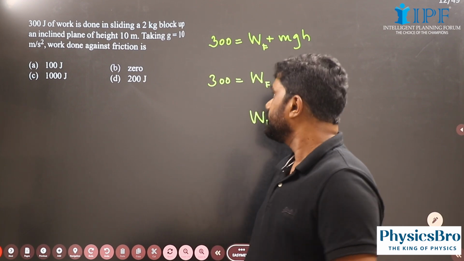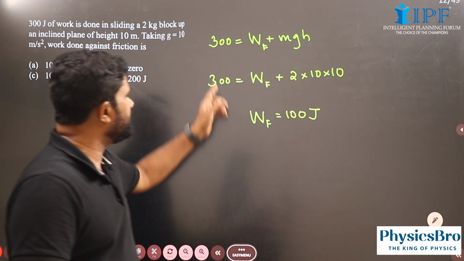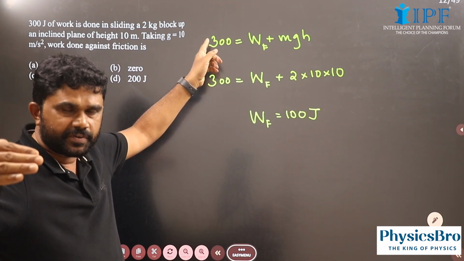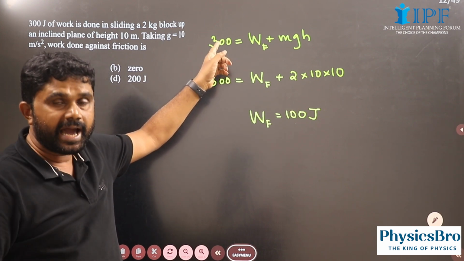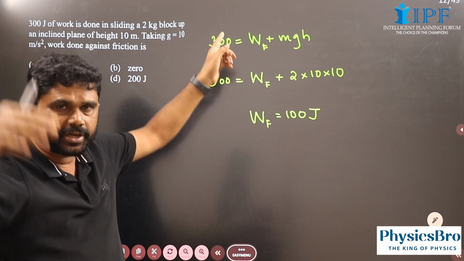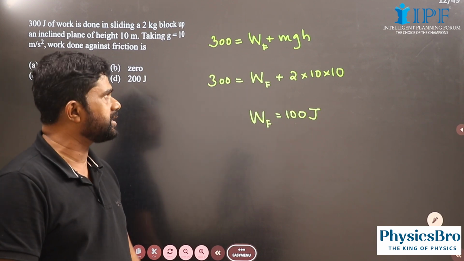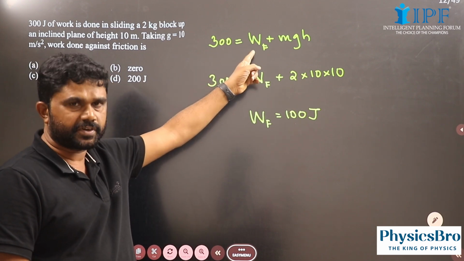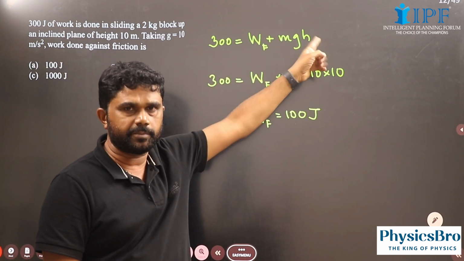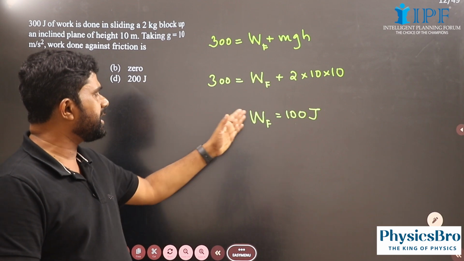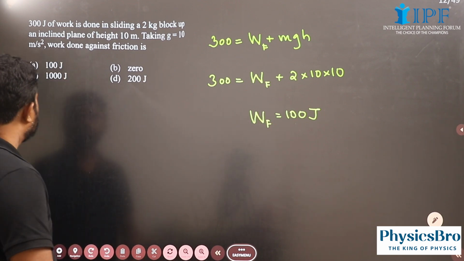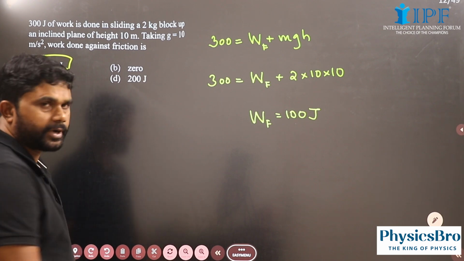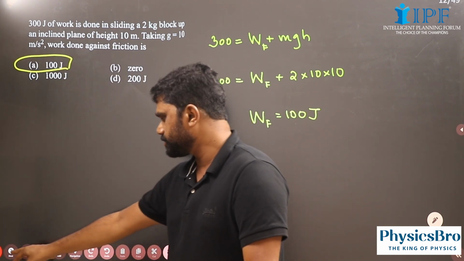The total work done equals 300 joule, of which some work will be done against friction, that will be dissipated, and the remaining will be stored in the body as its gravitational potential energy, mgh. So total work done equals work done against friction plus increase in gravitational potential energy. So work done against friction, we will get 100 joule. So this is the correct choice. Now let's see the next question.